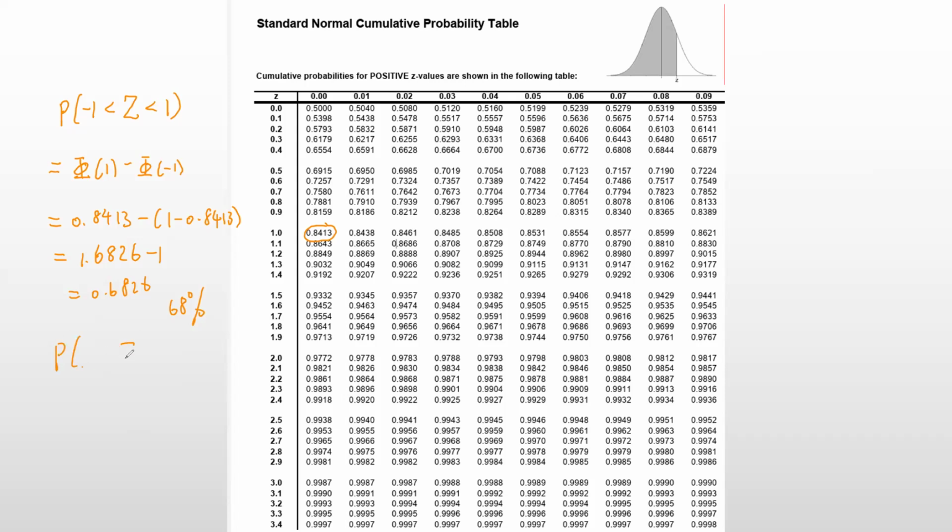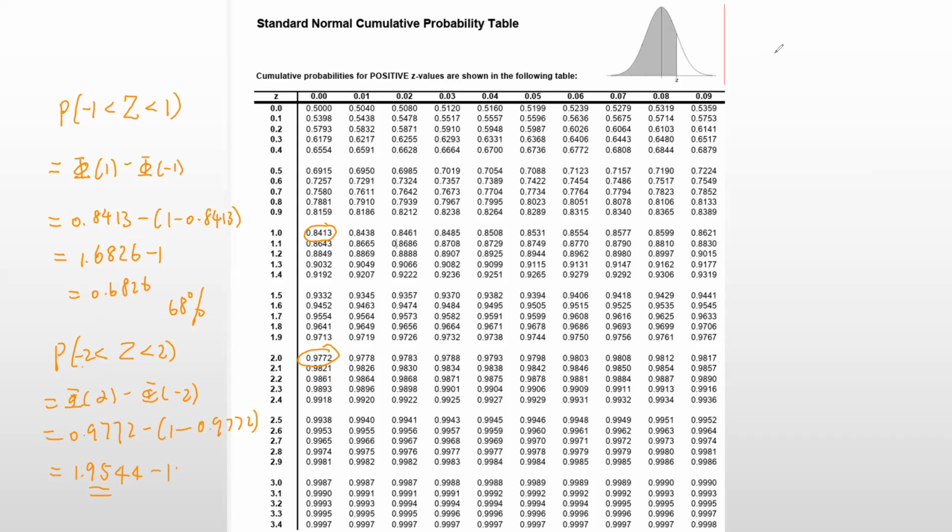And then the second one, Z greater than -2 and less than 2. It's phi of 2 minus phi of -2. Phi of 2 is 0.9772, minus 1 minus 0.9772. That's 1.9544 minus 1. So it's about 95%.